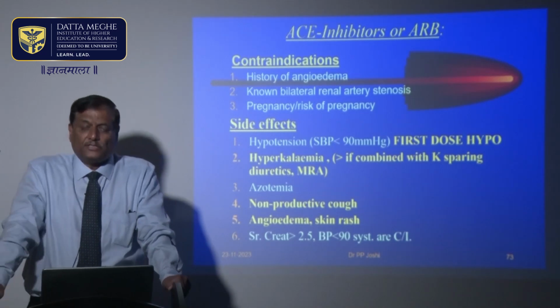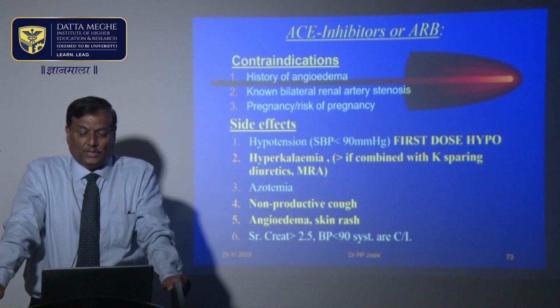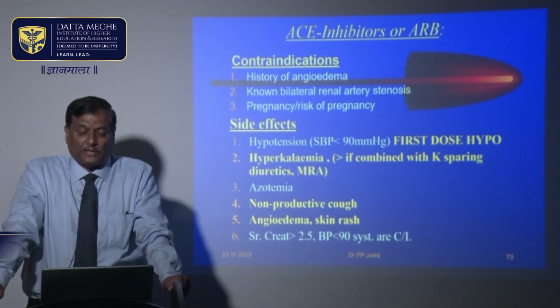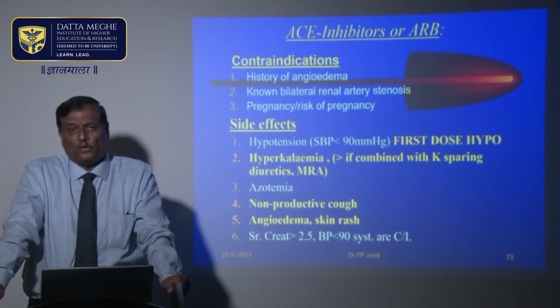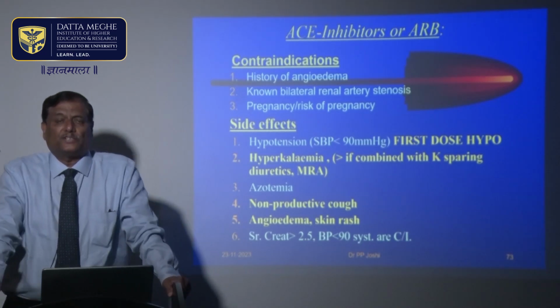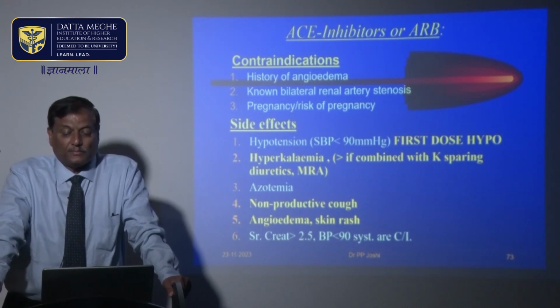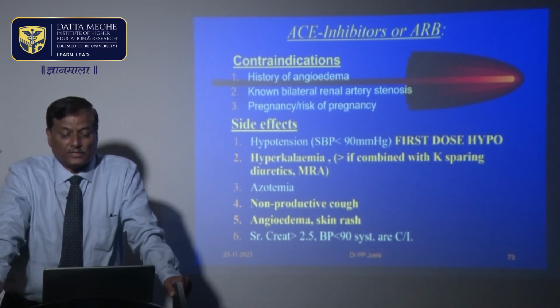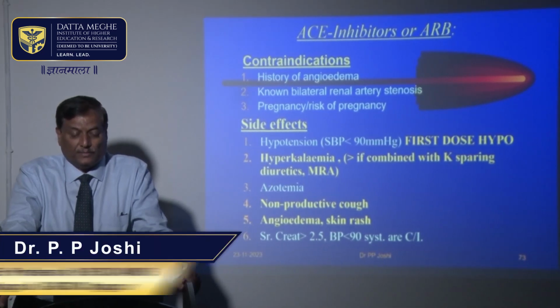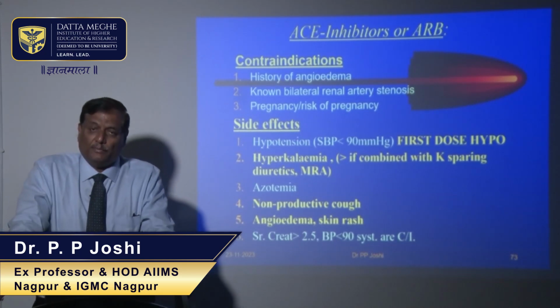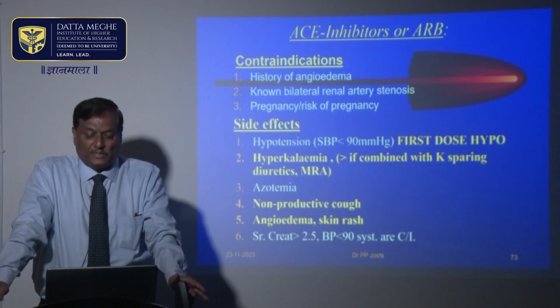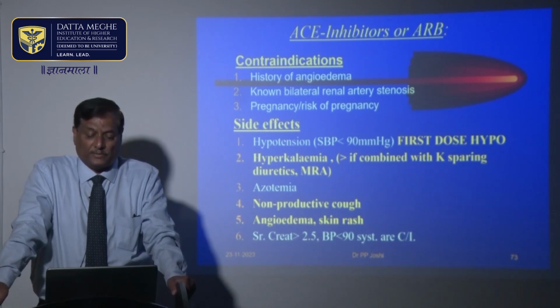The side effects of angiotensin converting enzyme inhibitors are that they can cause angioedema, and they are absolutely contraindicated in bilateral renal artery stenosis, and in those patients who are pregnant or who want to plan a pregnancy, there is a risk. In these patients, they should not be used. Angiotensin receptor blockers can be used where there is a history of angioedema due to ACE inhibitors, and one of the important side effects of ACE inhibitors is that they can cause chronic cough, which is non-productive. In that situation, ARBs can be used.